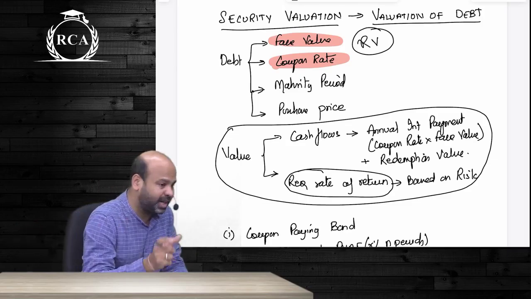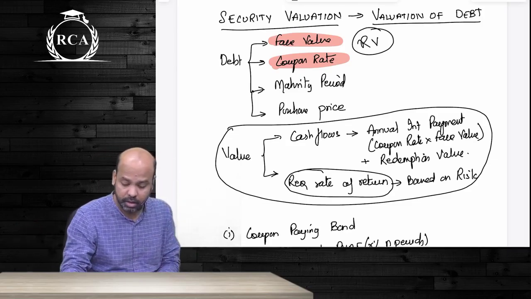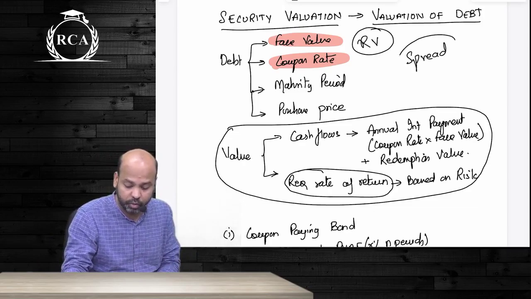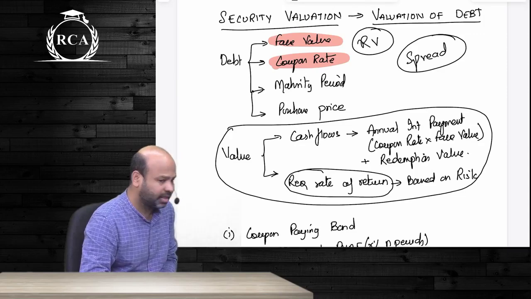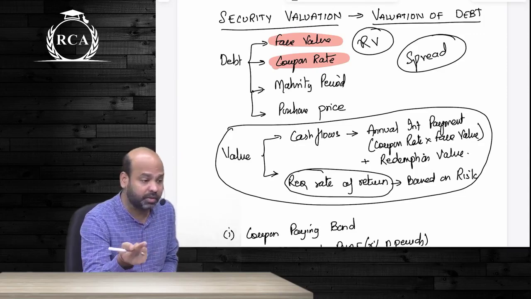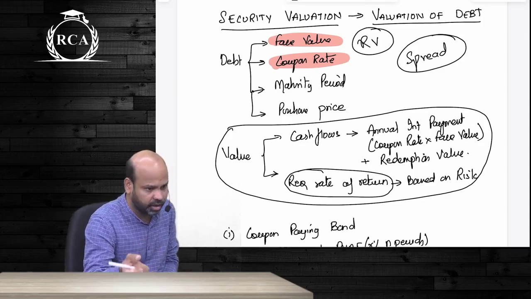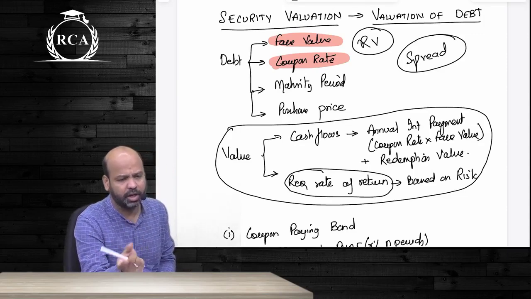This difference is also known as spread. We have come across the word spread in a few questions. If they say that the spread of a AAA rated bond is 1%, that means it is 1% more than the risk-free rate. The spread is the difference in yield between any two bond rates.